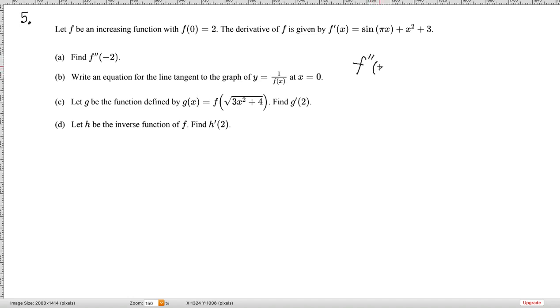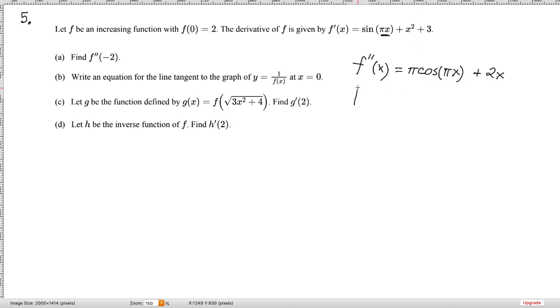So basically, let's find f double prime of x. If you look, this inner thing you want to think of as u. The derivative of sine u is cosine u times the derivative of u, or times the derivative of the inside. The derivative of pi times x is just pi, so I put that in the front, plus the derivative of x squared, that's just power rule, is 2x, plus the derivative of 3 is 0, since 3 is a constant.